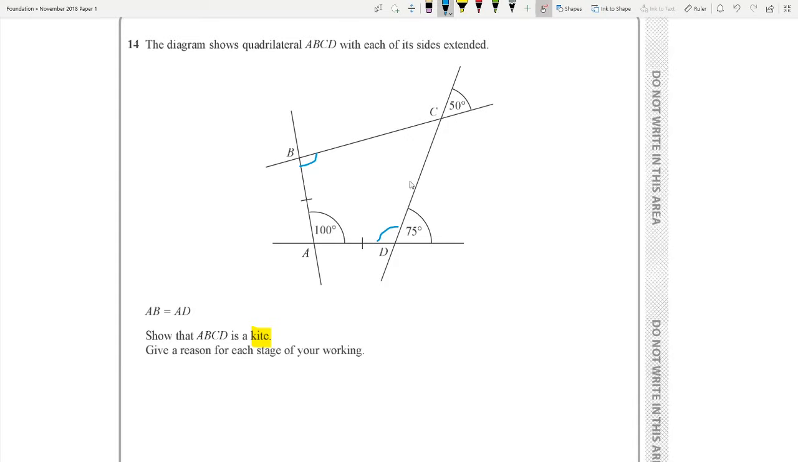So essentially, all we need to do in this question is show what these two angles are and prove that they're both the same. If we can do that, then we've proved that this shape is a kite. We can start in a number of ways, but I'm going to start here. We need to work out what this angle here is, and why, because the question says give a reason for each stage of your working. I'm going to call this angle X.